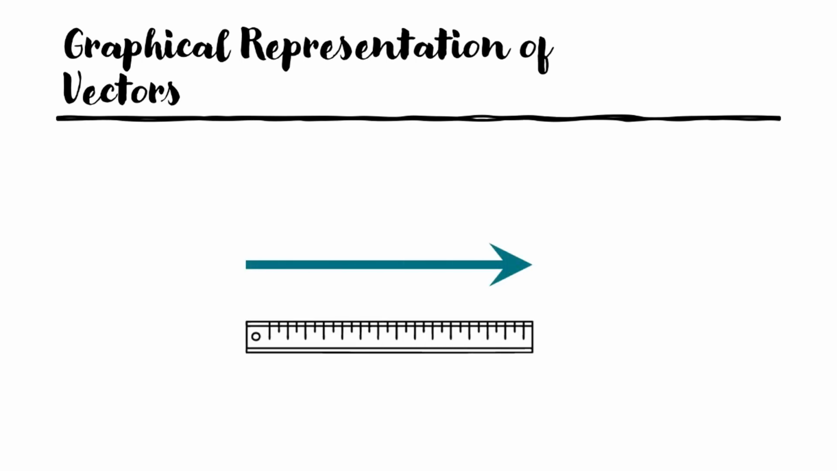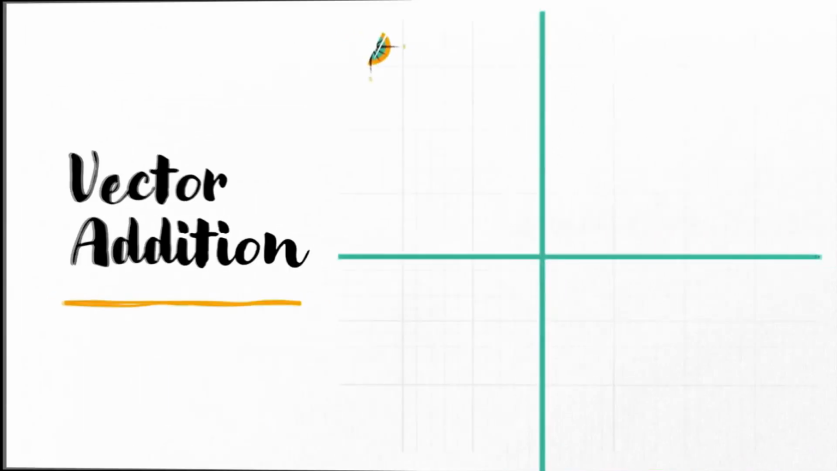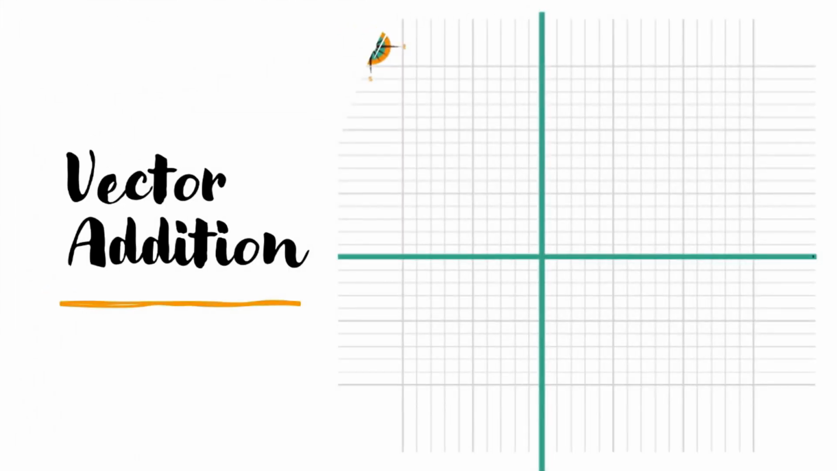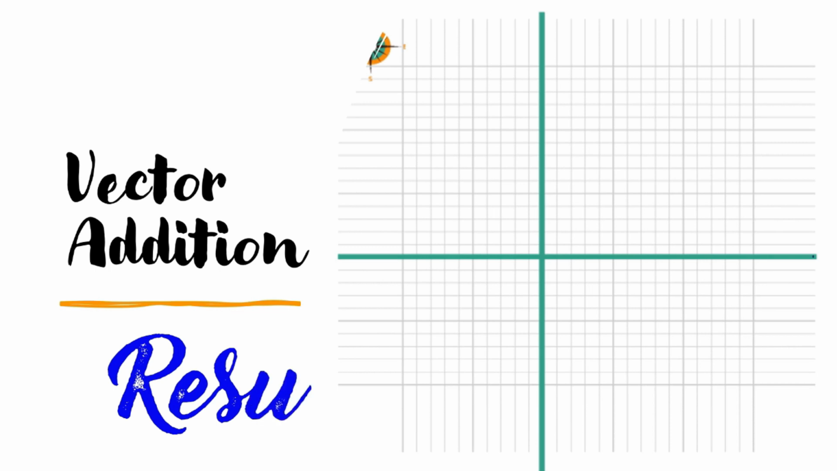There are several operations which could be applied in vector. One of those is the vector addition. The sum of two or more vectors will produce a result which is called resultant. The resultant is also a vector quantity. So the symbol for the resultant is R and an arrow above it.